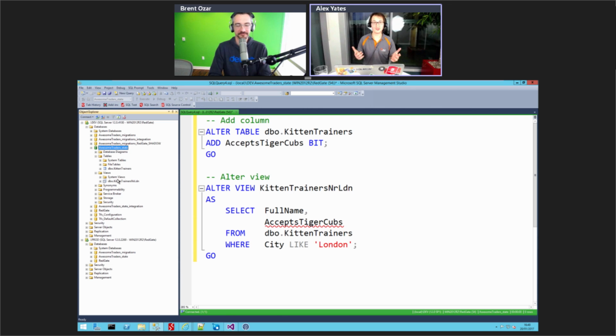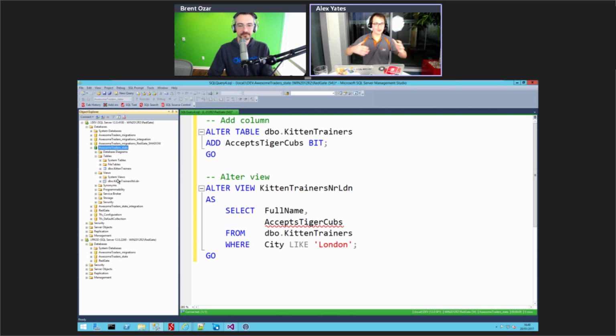One of my big clients has suggested it's a really important feature, relevant to, I'm sure, hundreds of people, but definitely to me. I want to know whether the kitten trainers in London accept tiger cubs. So I want you to add a column to the kitten trainers table, and I want you to also alter the view kitten trainers near London so I can grab that information out as well.